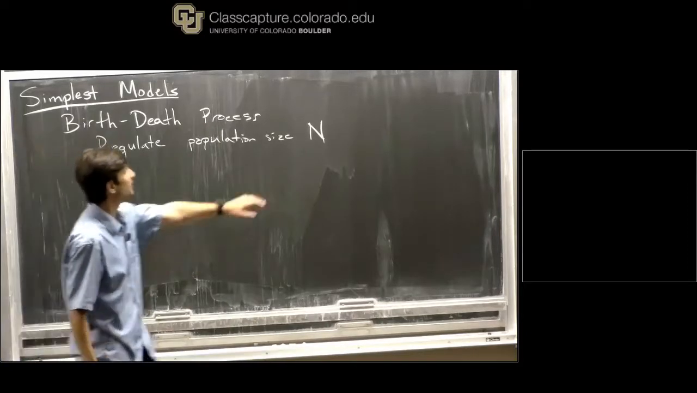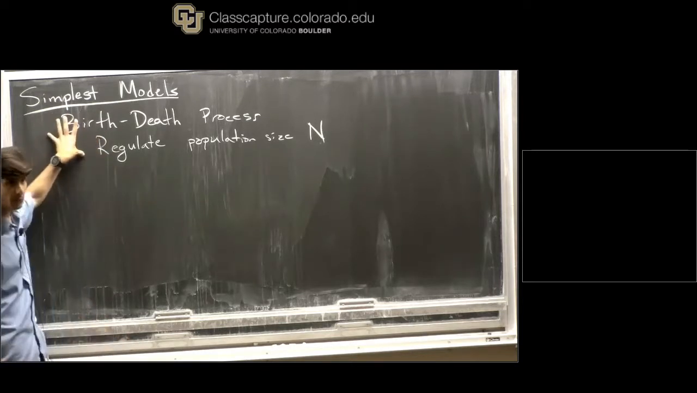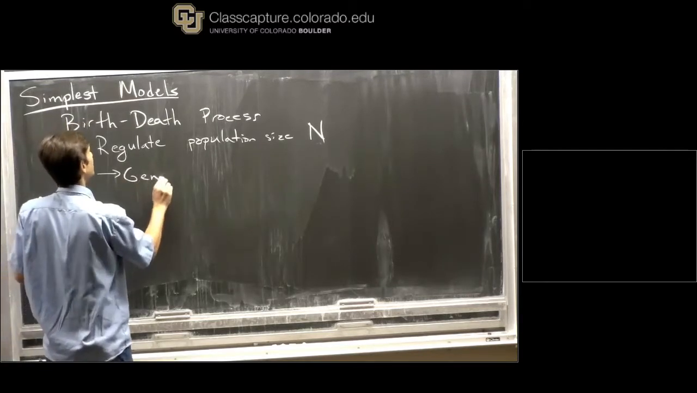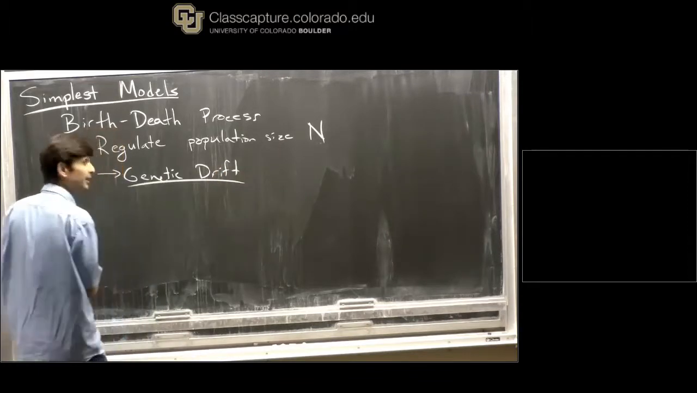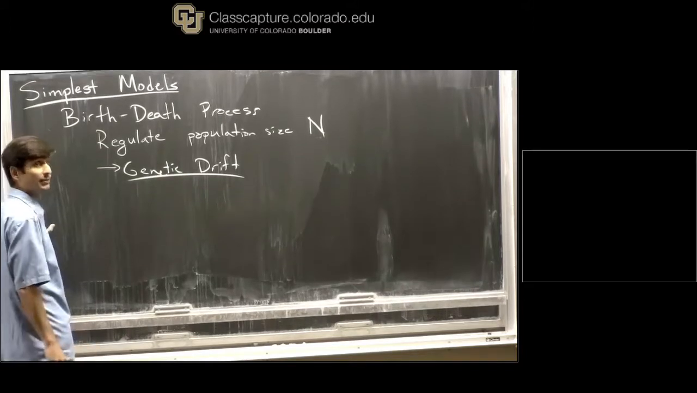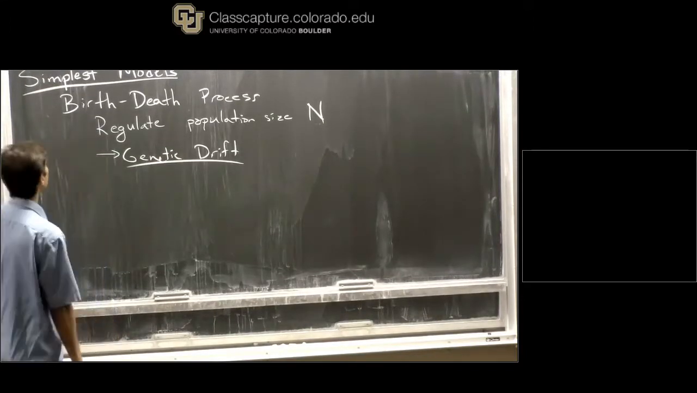And we'll assume that this regulation of population size comes from ecology, which we're not going to talk about. We'll just assume it's an external thing. But in the simplest model, we need some stochastic model of birth and death. And this will, of course, lead to the process called genetic drift, where frequencies of different genotypes just change randomly because individuals stochastically have different numbers of offspring.